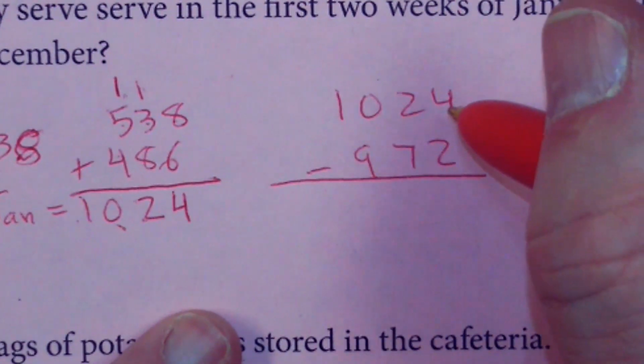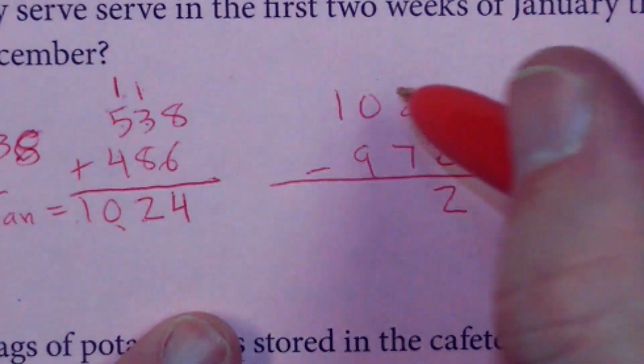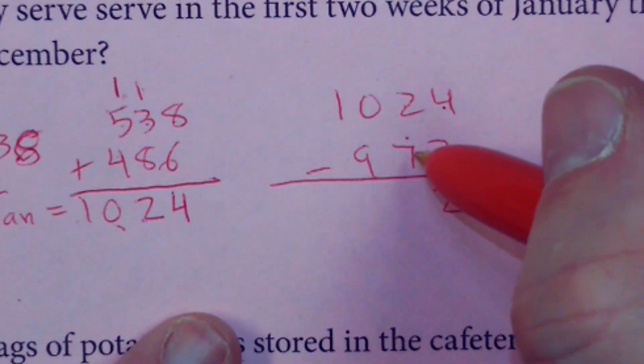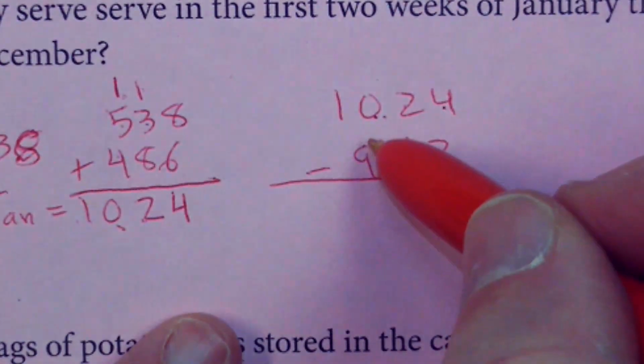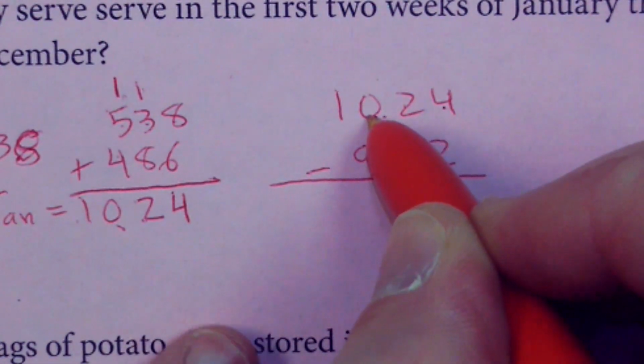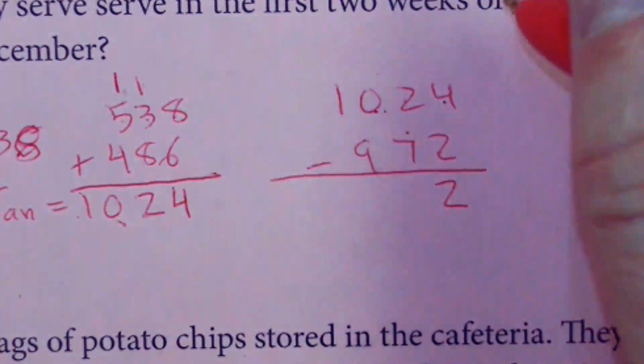The first part's not too bad. 4 minus 2, 2. Yay, 2. 2 minus 7, oh no, there's more on the floor, so I go next door. Oh no, there's a 0 there. I can't borrow from a 0. And if you know this strategy, then this will be familiar. If it's not familiar, I hope this is helpful.